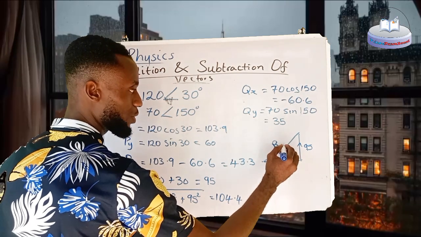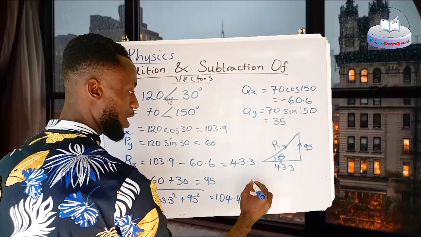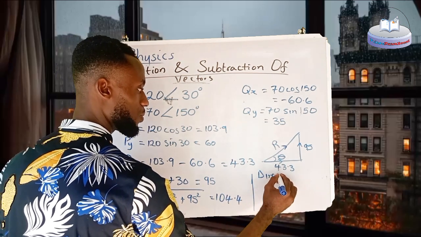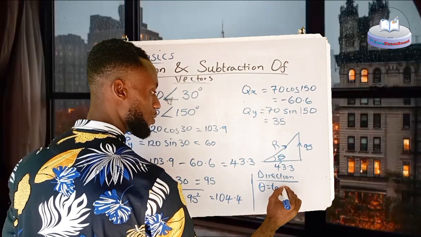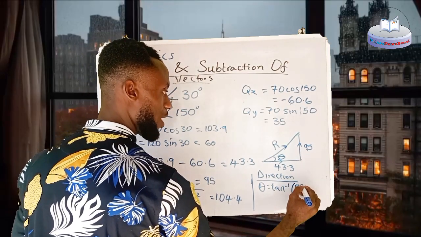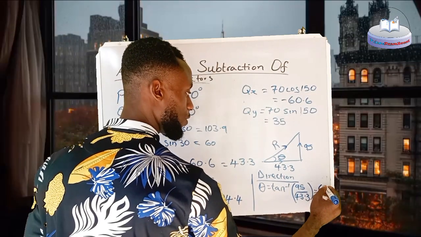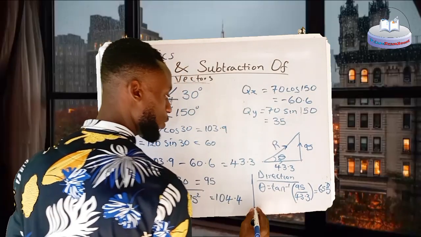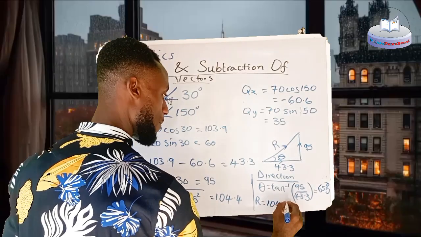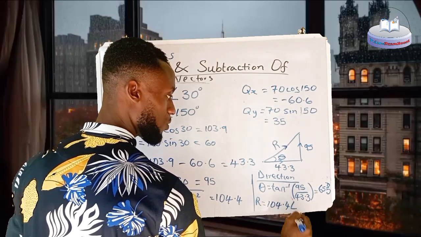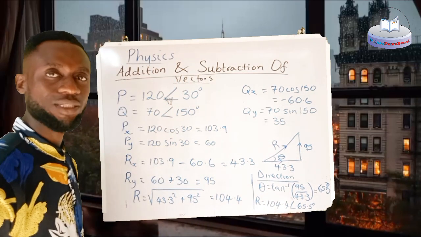In order for us to get the direction, we use tan theta. So for direction now, theta will become tan inverse of 95 over 43.3, and this gives us 65.5 degrees. So the value of the resultant is simply 104.4 at an angle of 65.5 degrees. So that's the first method.